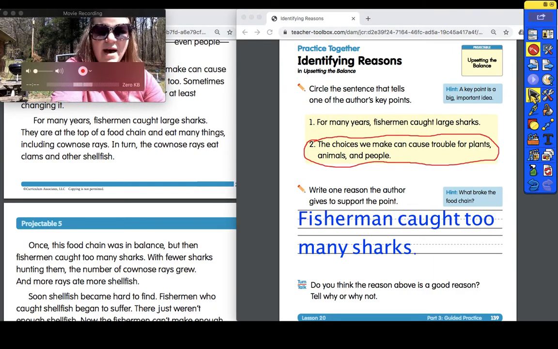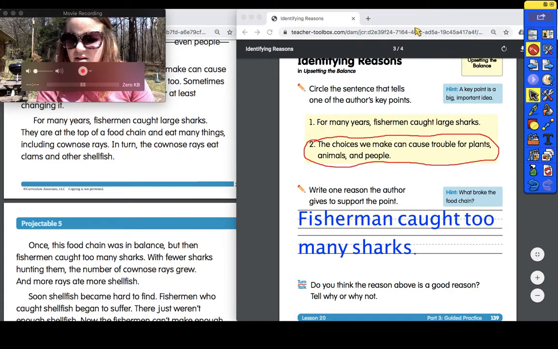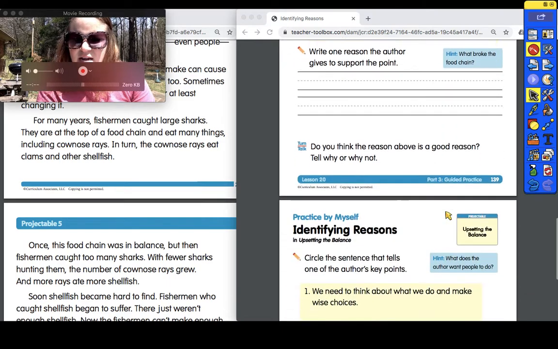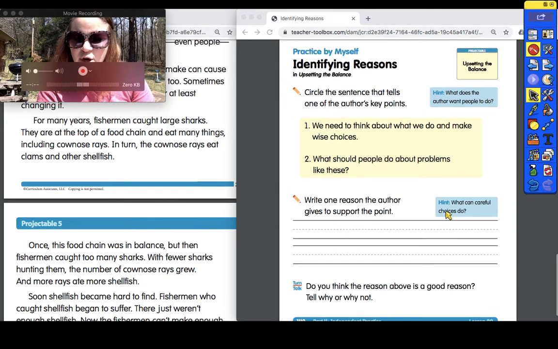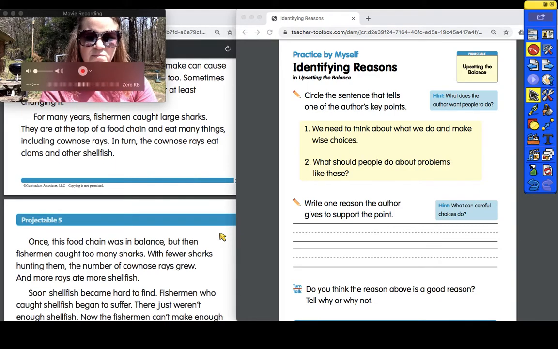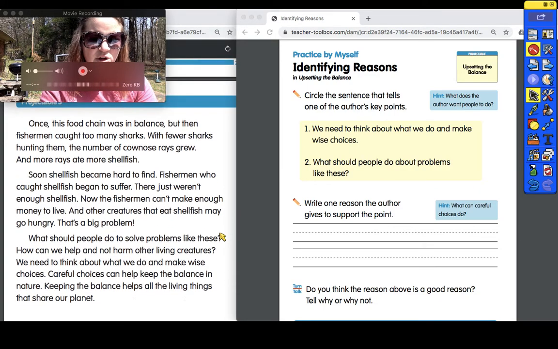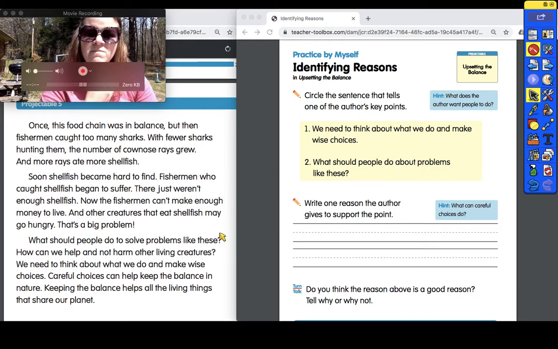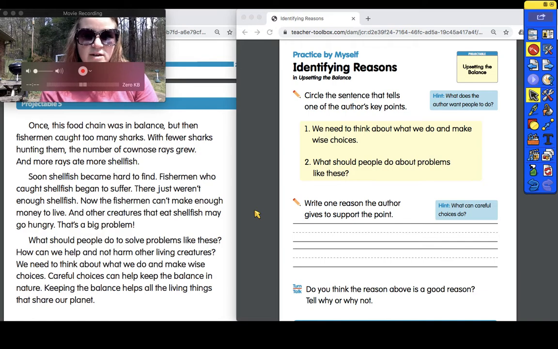Alright, now on the back of this page, let me clear this out real quick. On the back of this page there is a practice by myself. So you're going to practice this on your own. I'm going to read through this and tell you what you need to do, and then I'm going to leave this passage up here for you. And parents or students, pause the video when you're ready to do this workbook page, and then you can come back and double check your answers once you get done.